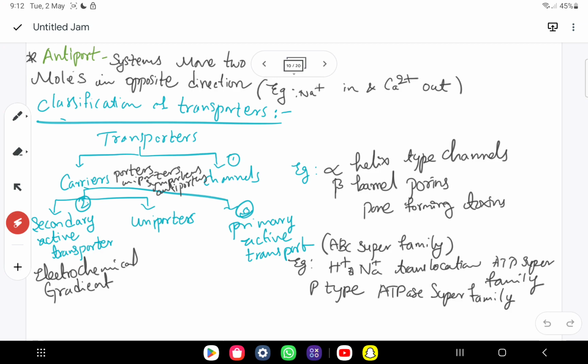Channels are ligand gated, ion gated, voltage gated, like that. Secondary active transport, electrochemical gradients, is also an example of secondary transporters. Channel examples: alpha helix type channels, beta barrel porins, pore forming toxins. Primary active transport, which we can see in the ABC superfamily, H plus Na plus translocation, ATP superfamilies, P type ATPase superfamily.